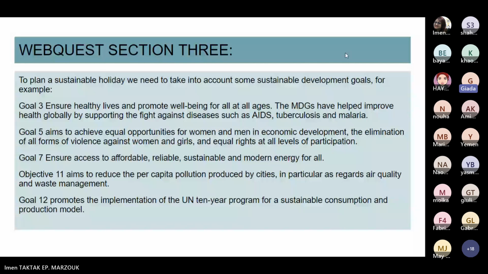Goal 7 ensures access to affordable, reliable, sustainable, and modern energy for all. Goal 11 aims to reduce the per capita pollution produced by cities, in particular as regards air quality and waste management. And goal 12 promotes the implementation of the 10-year program for a sustainable consumption and production model.